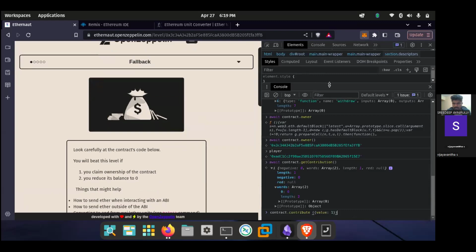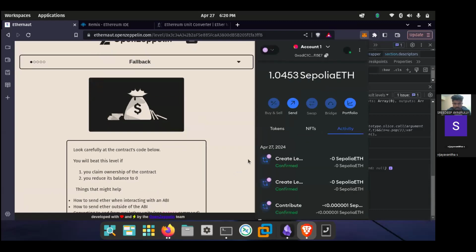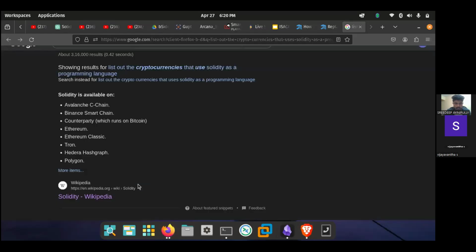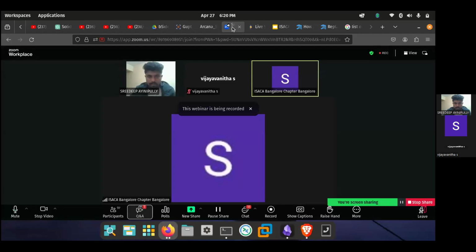Another question: is there any way to do the same ownership change in cryptocurrency? Come again? Is there any way to change the ownership the way you do it for Ethereum? Yes. Yes, of course.